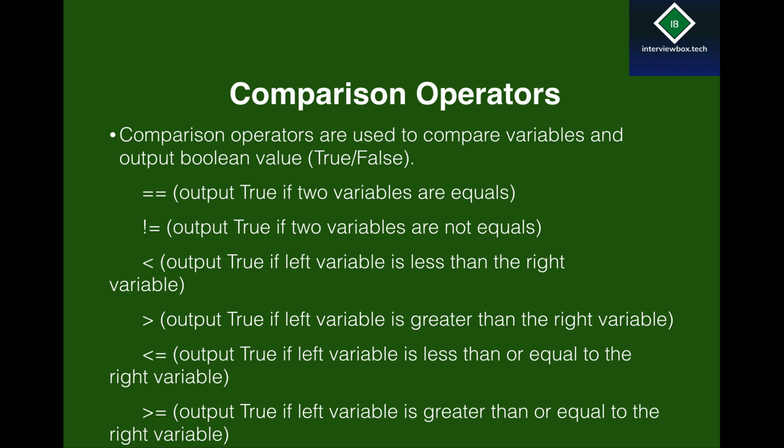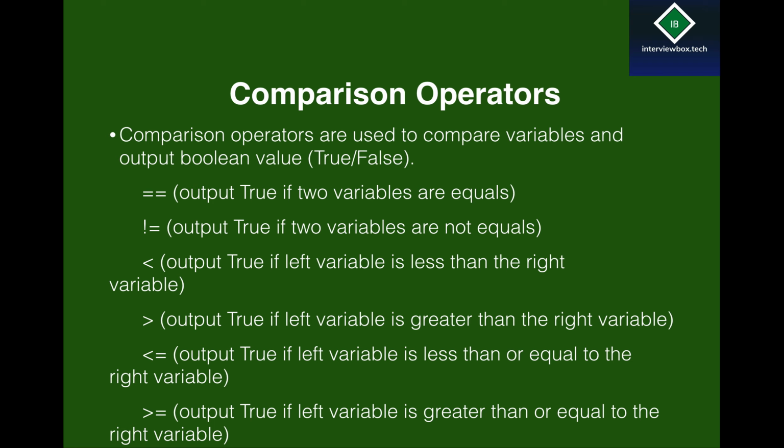The fifth one is less than or equal to, so it will check if the left side variable is either less than or equal to. So it has kind of two conditions there. 2 less than or equal to 5 will be true, and 5 less than or equal to 5 will also be true because it will check for the equal. And the last one is greater than or equal to, and the same thing, the output will be true if the left variable is either greater than or equal to the right variable.